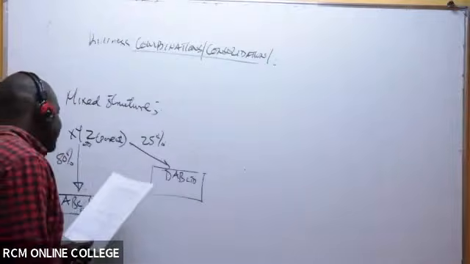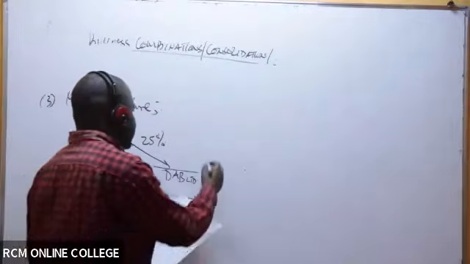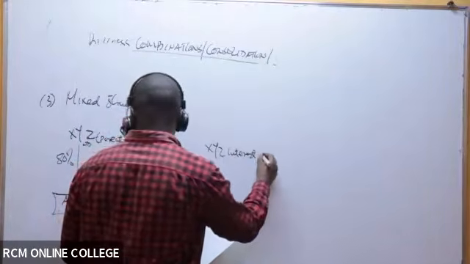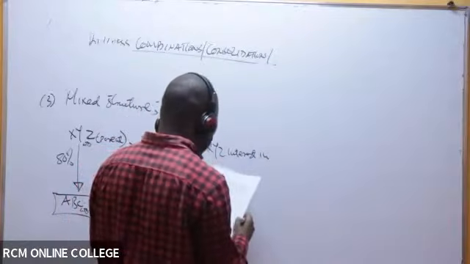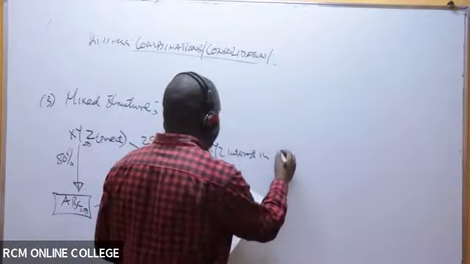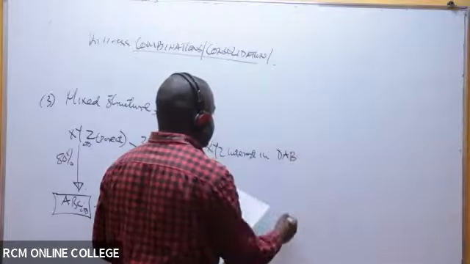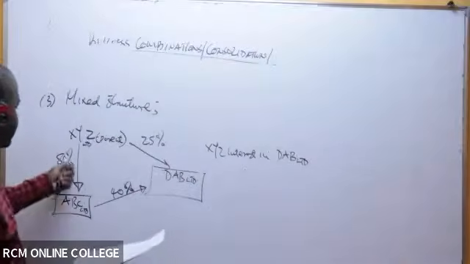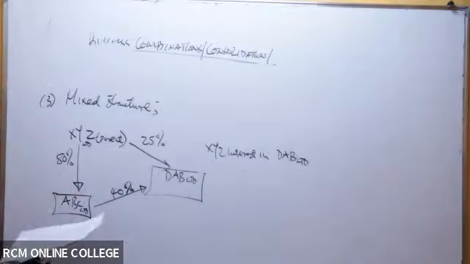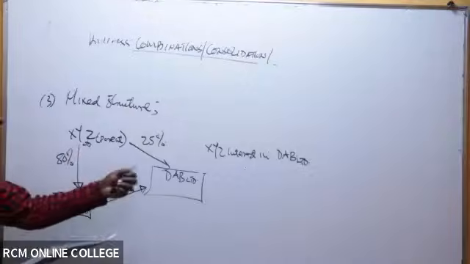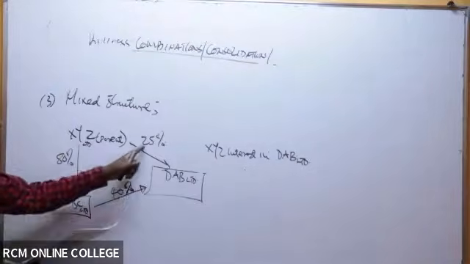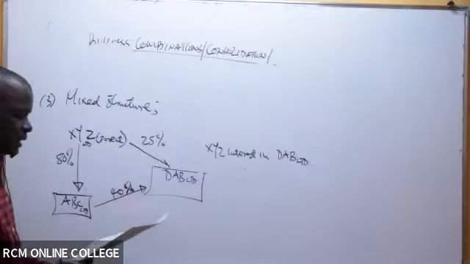So XYZ's interest in DAB Limited. What will be the interest of XYZ? The interest it has in ABC Limited is automatically 80%. But the interest it will have in DAB Limited will have this 25%. Then you have the indirect. So it will be this one plus this one that is indirect.